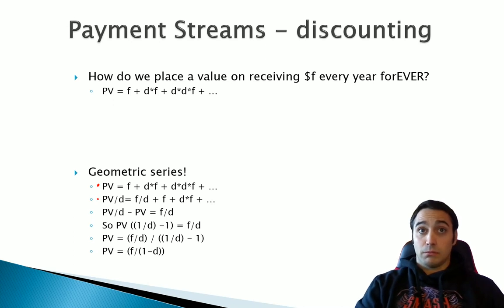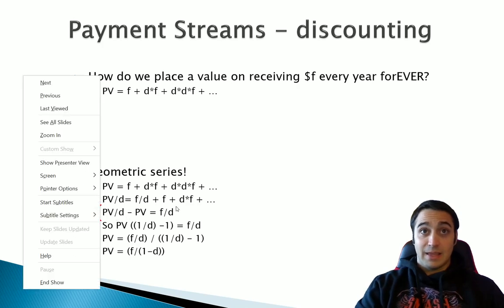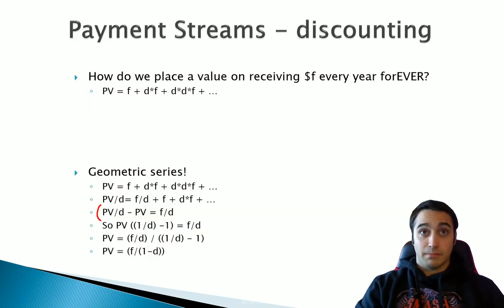Well, this term's going to cancel. This term's going to cancel. This term's going to cancel. Everything cancels except for the f divided by d term. With this in mind, we can note that PV divided by d minus PV equals f divided by d.